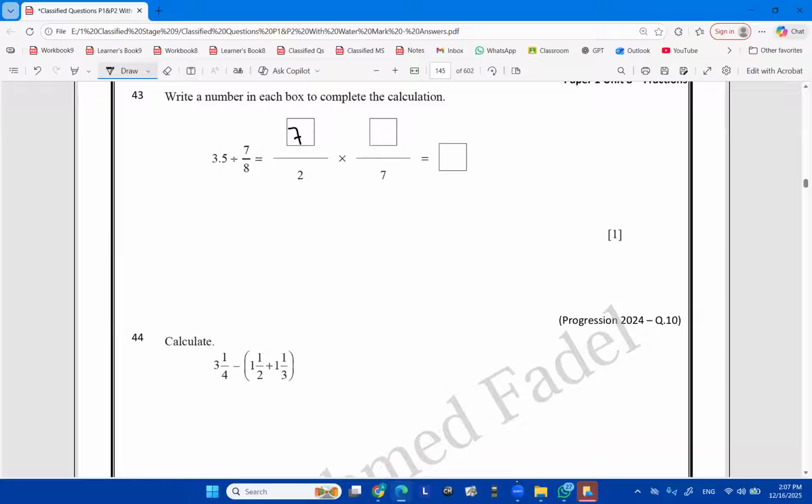So 7 over 2. Now, here the division, they changed it into multiplication. So 7 over 8, flip, keep, change, flip. 7 over 8 becomes 8 over 7. Simplify, then multiply. Divided by 7 is 1, divided by 7 is 1. Divided by 2 is 1, divided by 2 is 4. So 1 times 4 is 4 over 1, which is just 4.